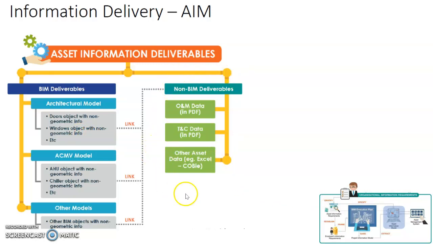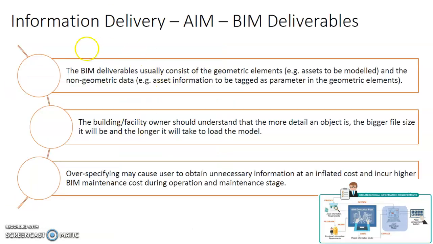user, we will also include, for example, the operation and maintenance data for different equipment. Typically these come in the form of PDF files, or the TNC data, or any other data set. That is incorporated into the 6D BIM model. So as mentioned, the BIM deliverables usually consist of geometric information and non-geometric information.